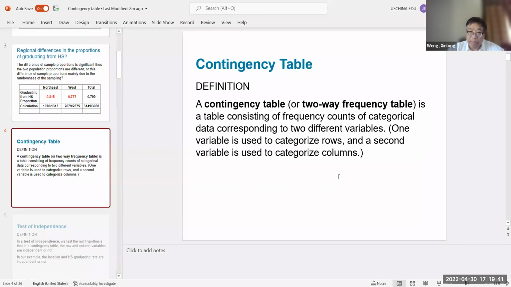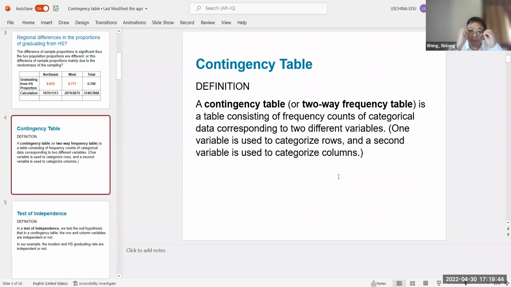Chi-square. Here's a definition. When you see the example, you will understand the definition much better. The so-called two-way frequency table, or contingency table. You really have two variables. One variable is used to categorize rows, and the other variable is used to categorize the columns. Like our example, one variable is graduated from high school or not. Another variable is about the location, the region.